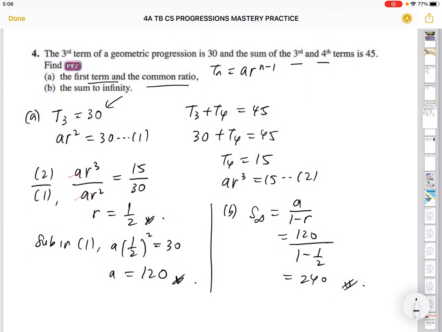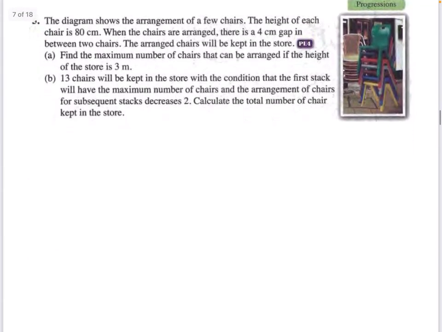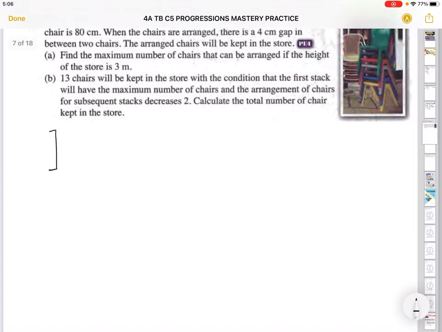Okay, the next question is very interesting. Yeah, related to keeping chairs in the storeroom. Right. So now, as you can see, we stack the chairs up this way. The height of each chair is 80 cm. So just imagine the first chair, I'm counting from the top. The first chair, the height is 80. Now, actually it looks like this. Sorry, my drawing is very ugly.